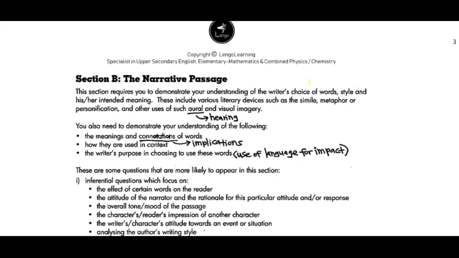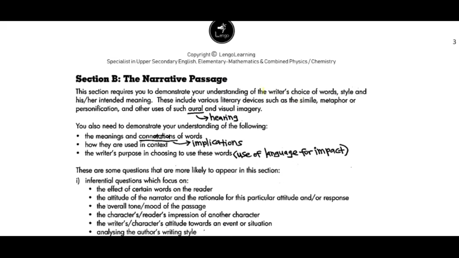Okay, now I'll move on to Section B, the narrative passage. What this section is usually testing you on is a description, where a writer is having his own personal experience, and usually he'll be describing what he's seeing, what he's doing, and what he's feeling.